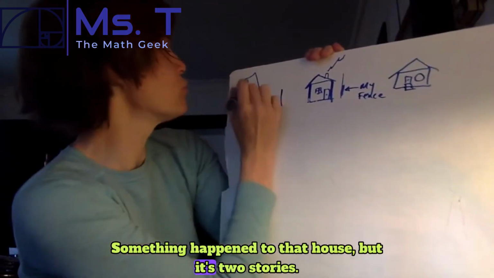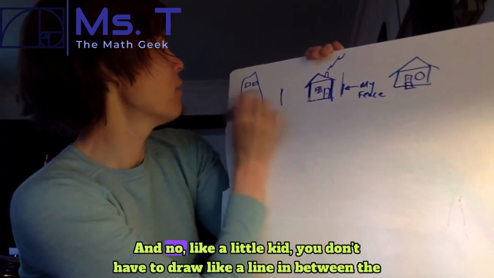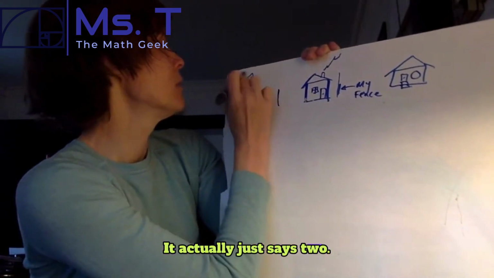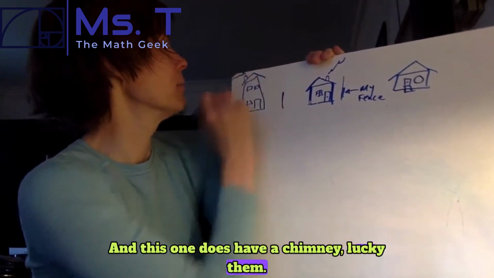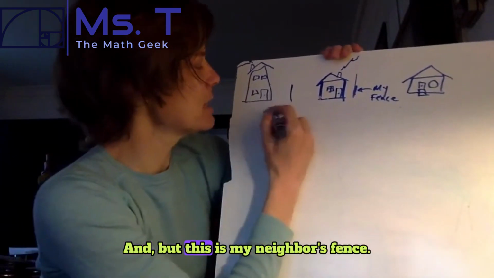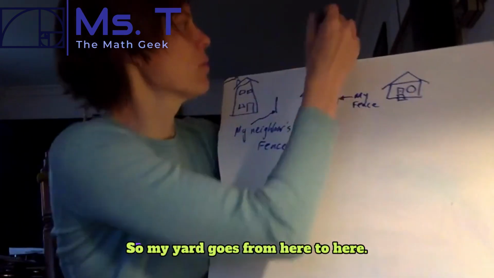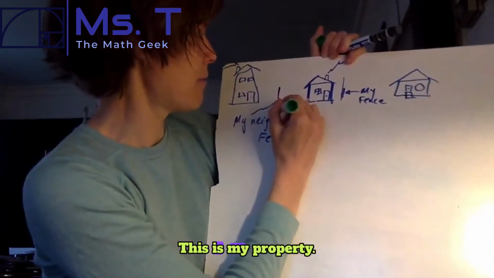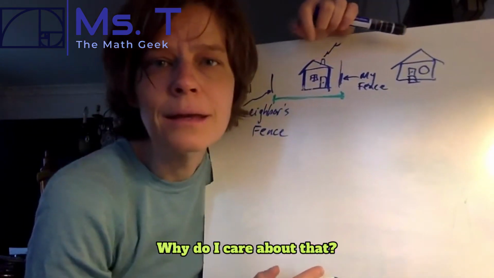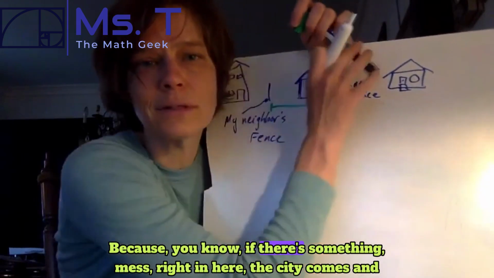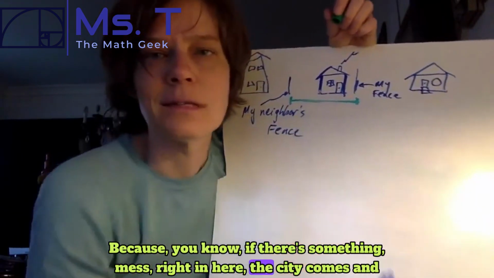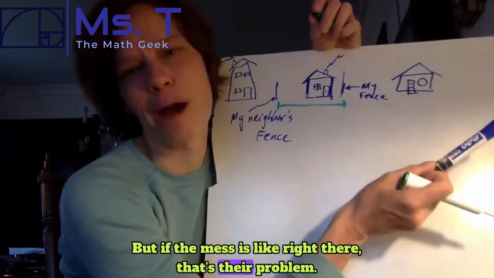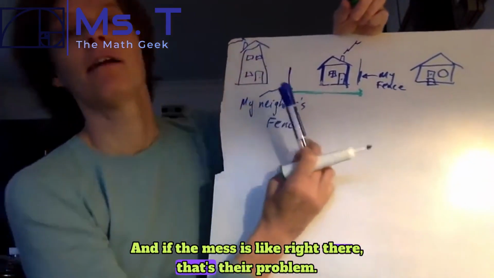Something happened to that house, but it's 2 stories, okay? And no, like a little kid, you don't have to draw a line in between the stories. It actually just says 2, and this one does have a chimney, lucky them. Okay, but this is my neighbor's fence. So my yard goes from here to here. This is my property. Why do I care about that? Because if there's a mess right in here, the city comes and assesses me. But if the mess is right there, that's their problem. And if the mess is right there, that's their problem.